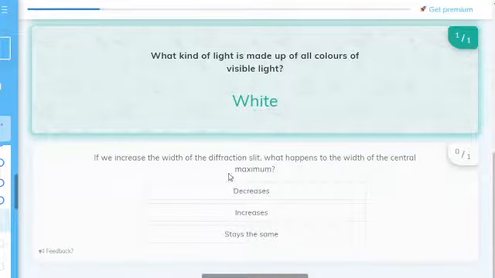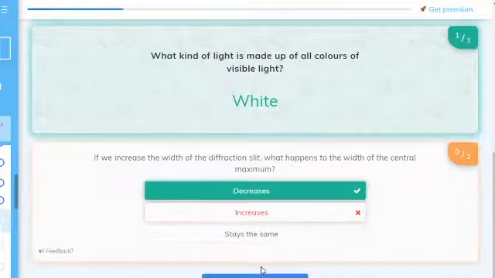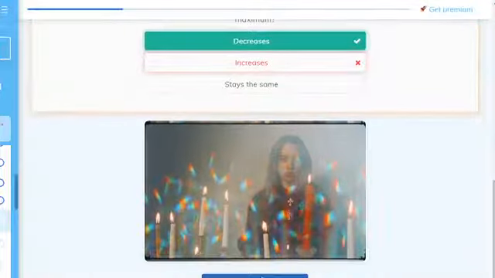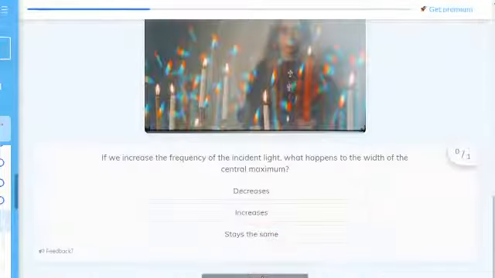If we increase the width of the diffraction slits, what happens to the central maximum? If you increase the width, more of the light would shine straight through, so it would increase. Decrease, apparently. Oh yeah, because it would become less spread out.